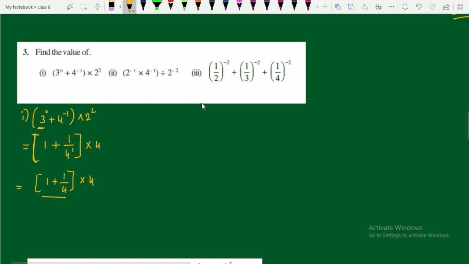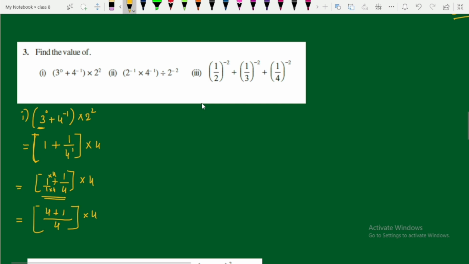Now for this one you have to take the LCM. The denominator LCM is 4. Here the denominator 1 is there, so we have to multiply by 4 here and here 4. So the numerator will become 4 and plus 1 into 4.